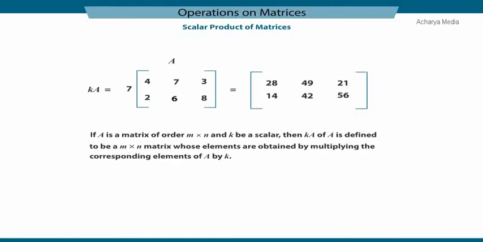In general, we can say if A is a matrix of order M by N and K is a scalar, then the matrix KA is defined to be a matrix of order M by N whose elements are obtained by multiplying the corresponding elements of A by K.